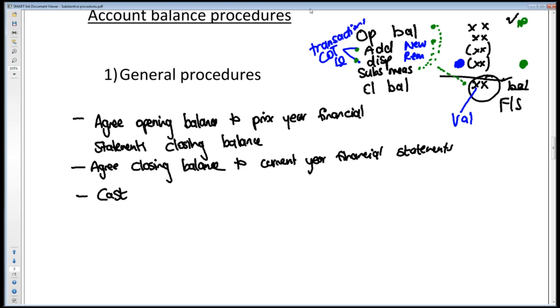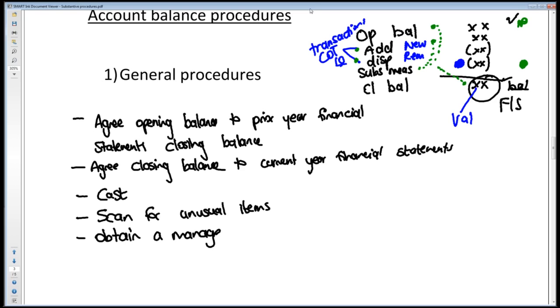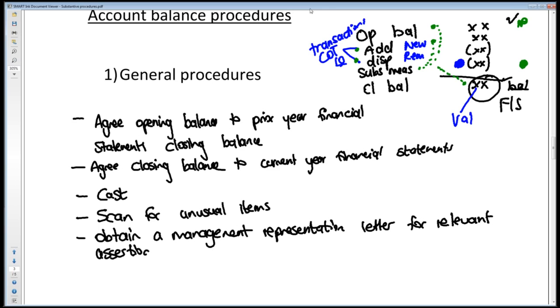So that's right in terms of my general procedures. Cost, you can see there's a calculation here. There's opening plus additions minus disposals minus subsequent measurement gives me my closing. So you've got a calculation you're going to have to cast, and you can scan for unusual items. Get my management rep letter for the relevant assertions. And then do analytical procedures, which are your comparisons to test reasonability.